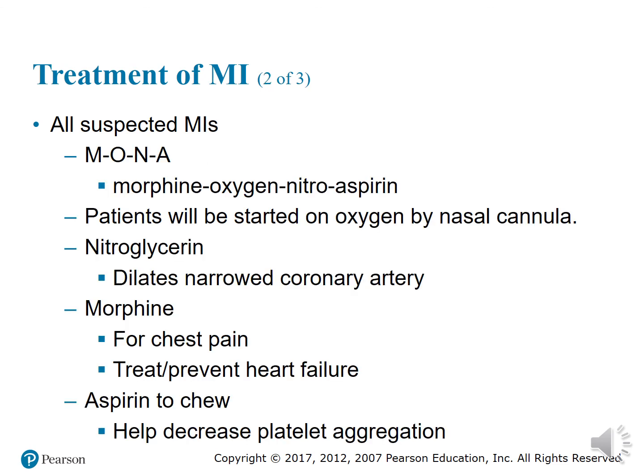So you have MONA: the morphine, oxygen, nitro, and aspirin. You only revert to MONA if there is no contraindication. Okay, patients will be started on oxygen by nasal cannula, nitroglycerin that dilates narrowed coronary arteries, morphine for chest pain, treat and prevent heart failure, aspirin to chew to help decrease platelet aggregation.